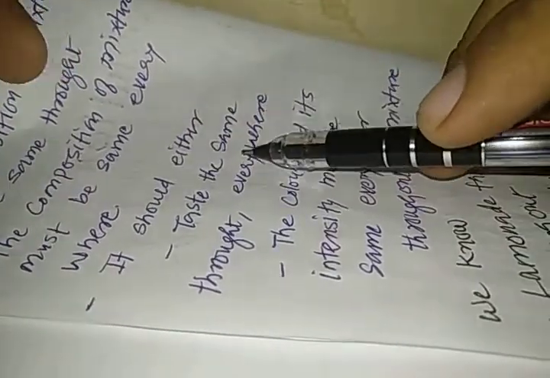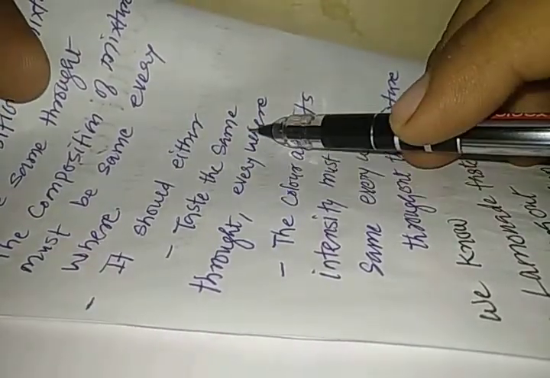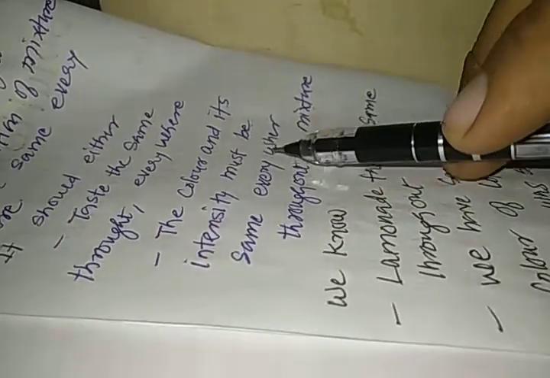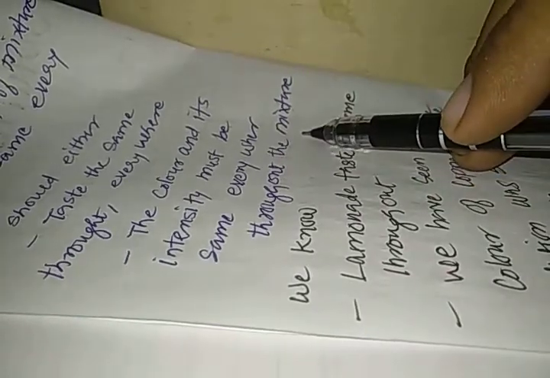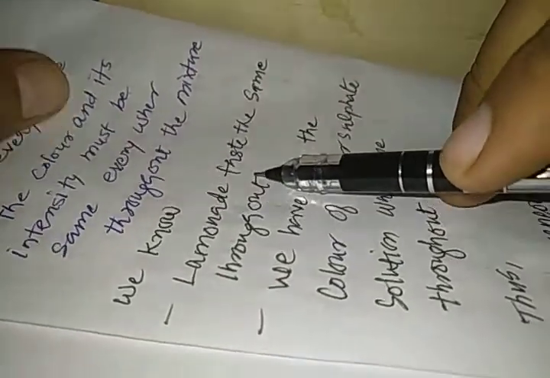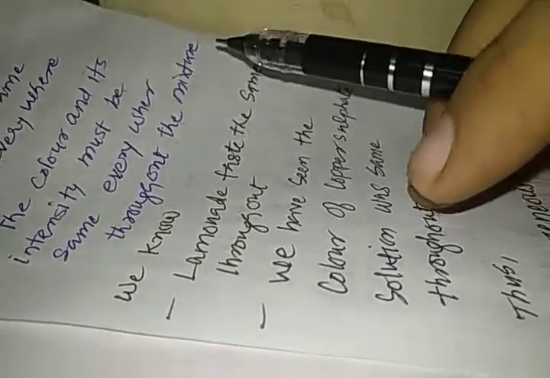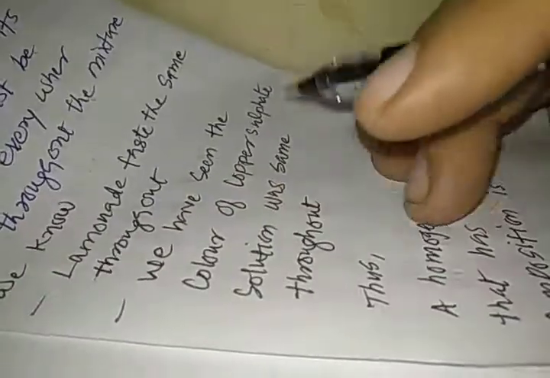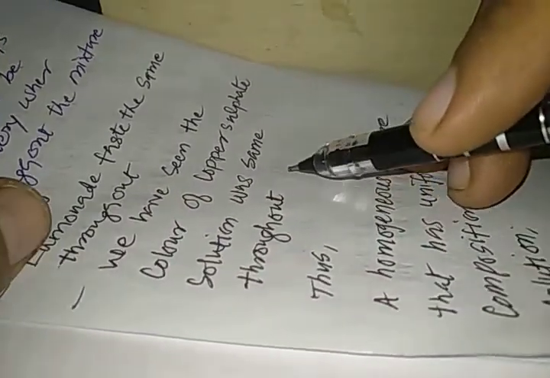It should either taste the same throughout everywhere, or it should have a color whose intensity is the same everywhere throughout the mixture. So we know that lemonade tastes the same throughout. We have seen the color of copper sulfate solution was the same throughout. Thus, a homogeneous mixture that has uniform composition is called a solution, and that is why in the activity beaker A and beaker B were considered as a solution.